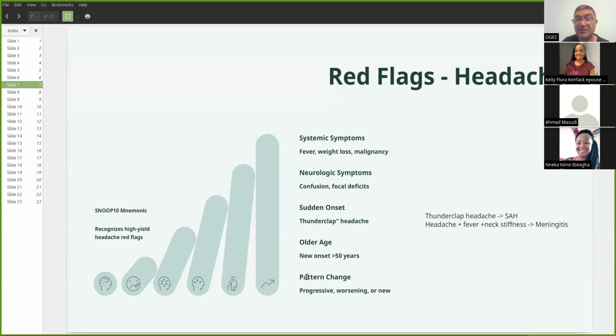A pattern change: the patient had a pain like migraine or tension headache, but now the patient has another kind of headache. The pattern is changed, or the symptoms have become worse or progressively worse, or a new type of headache appears. They are the red flags in headache.